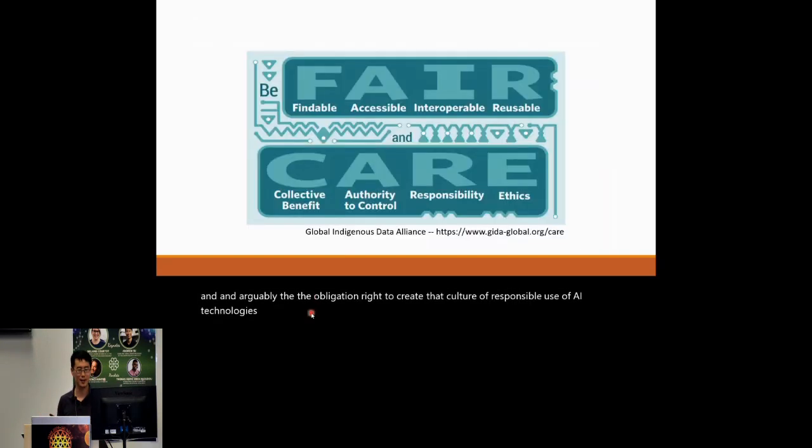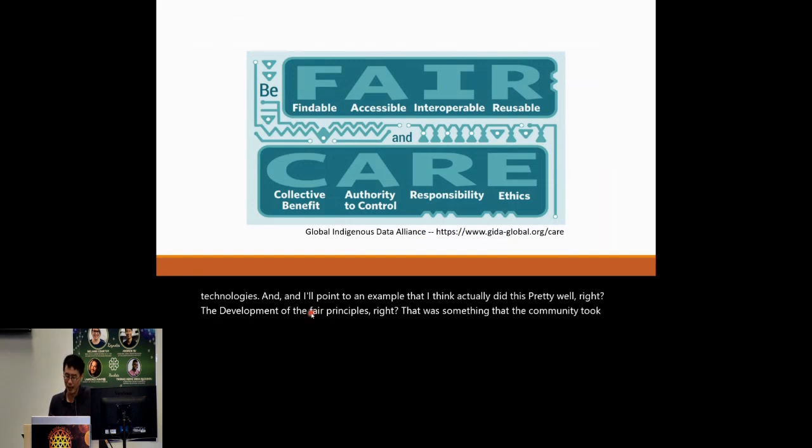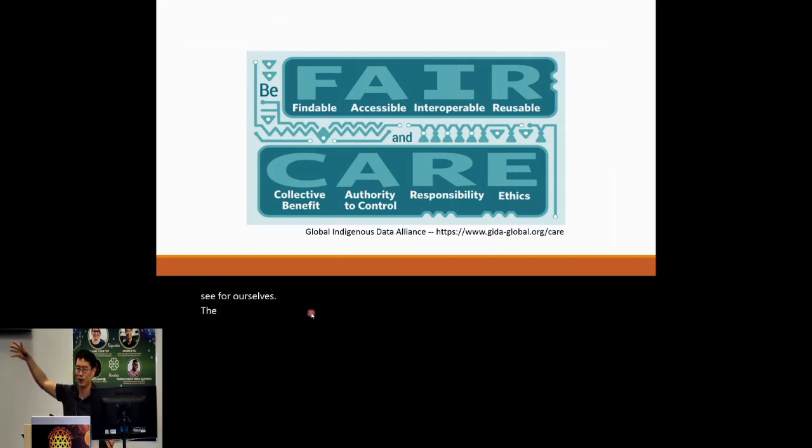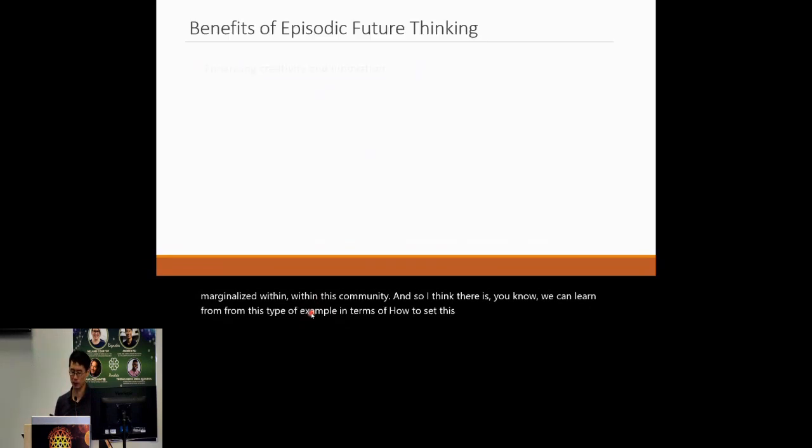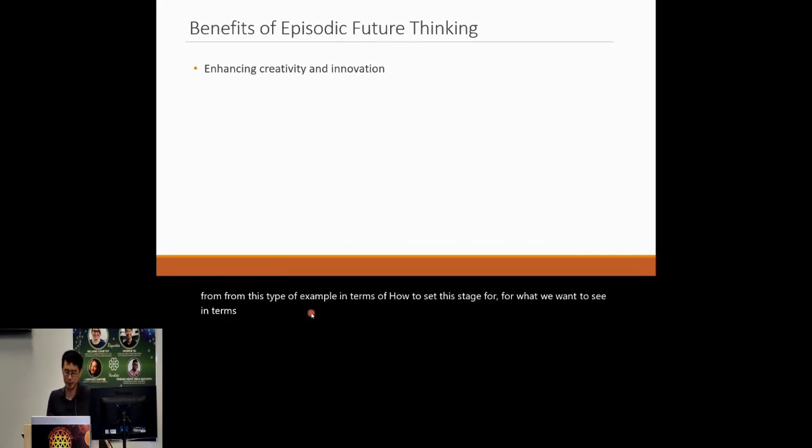And I'll point to an example that I think actually did this pretty well: the development of the FAIR principles. That was something that the community took on itself and is a great example of articulating norms that we in the community wanted to see for ourselves. The CARE amendment to those FAIR principles was also a great example because it made them even better by incorporating the perspective of people who are often marginalized within this community. And so I think we can learn from this type of example in terms of how to set the stage for what we want to see in terms of AI and biomedicine.